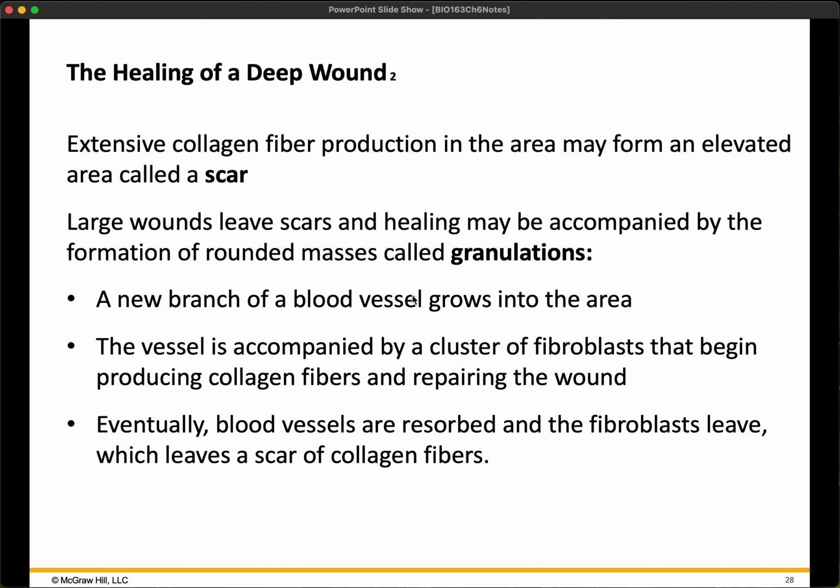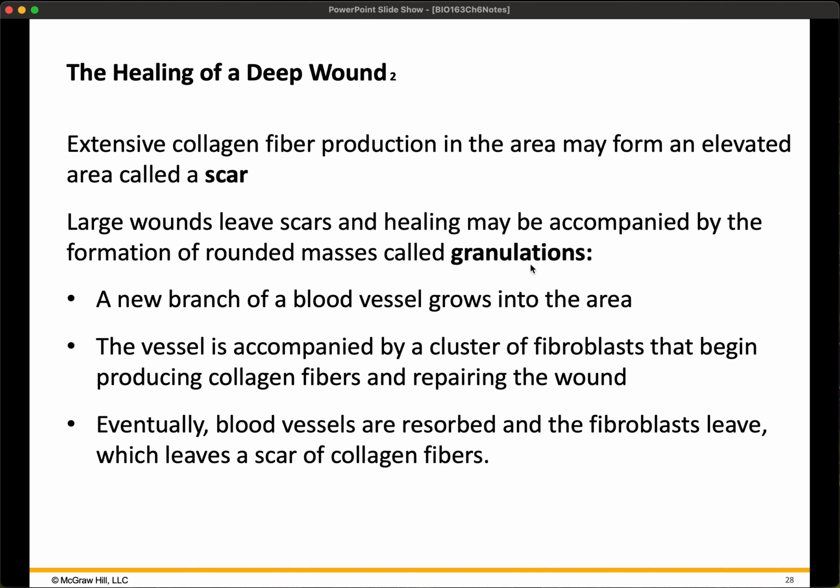Large wounds leaving scars can be accompanied by the formation of granulations. So if someone has a granuloma, that is a small tumor filled with this tissue. You have a new branch of a blood vessel growing into an area. The vessel is accompanied by a cluster of fibroblasts that produce those collagen fibers. And eventually the blood vessels are resorbed, the fibroblasts leave, and that leaves that scar of collagen fibers.